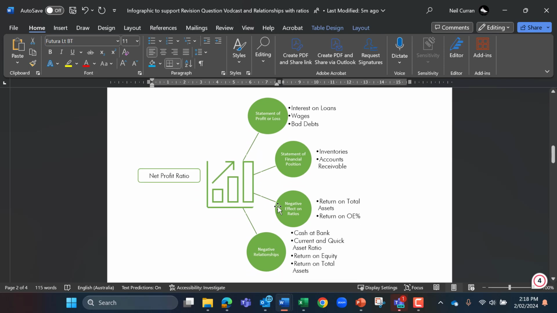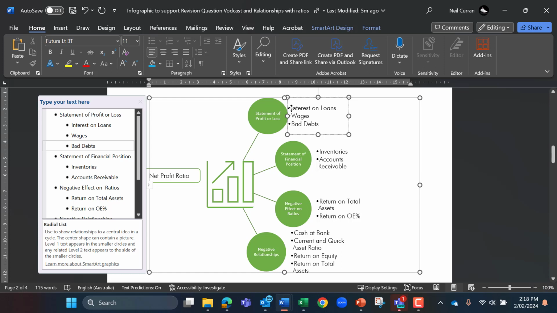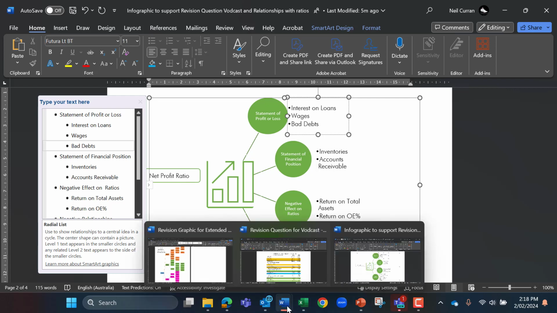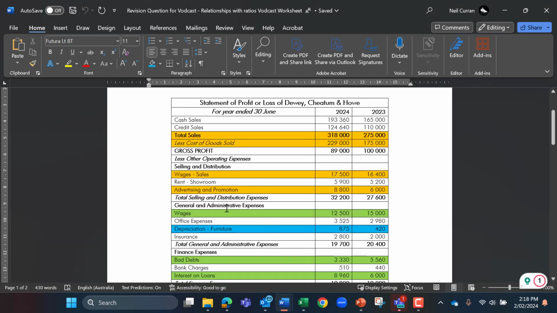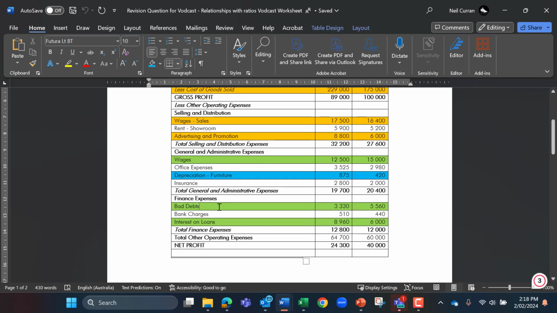So firstly, looking at the net profit ratio. Now, the net profit ratio is basically a ratio which looks at how much profit is being derived from the sales. So you want this ratio to be as high as possible. Now, the accounts that affect the net profit ratio are the interest on your loans, your wages, and also your bad debts. So looking at your statement of profit or loss, we've got these in green, so the bad debts here, interest on loan, and also your wages. Now, these wages are the office wages, not the actual sales staff wages.